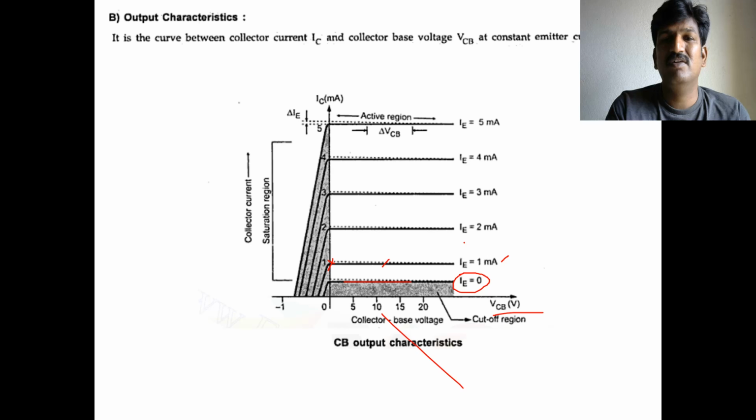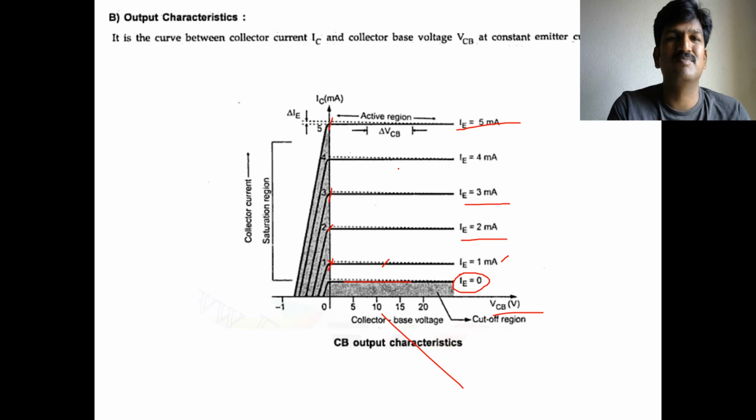When the emitter current is 2 milliamps, the collector current is also 2 milliamps. When the emitter current is 3 milliamps, the collector current is also almost 3 milliamps. Emitter current is 5 milliamps, collector current is also almost 5 milliamps. Is there no effect of the VCB over the collector current? Yes, we can have the effect, but it is very small.